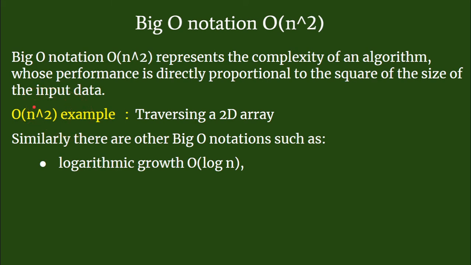So this is one time complexity, where the complexity of the algorithm is directly proportional to the square of the size of n. So here the example is traversing a 2D array. Here suppose an array is of size 10, and it is two-dimensional.